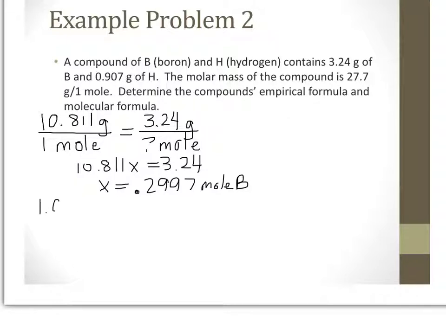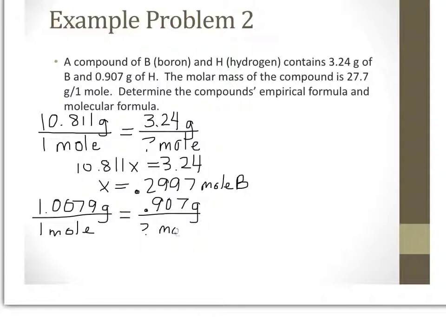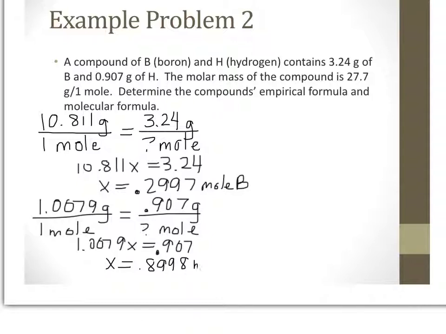I'm going to do the same thing for hydrogen. In 1 mole of hydrogen, there are 1.0079 grams. So the grams in 1 mole. And we don't have 1 gram of hydrogen. We have a little less than a gram. We have 0.907 grams of hydrogen. And we want to know how many moles we have. So again, cross multiply: 1.0079 x equals 0.907, and when I take both sides and divide by 1.0079, I get x is equal to 0.8998 moles of hydrogen.